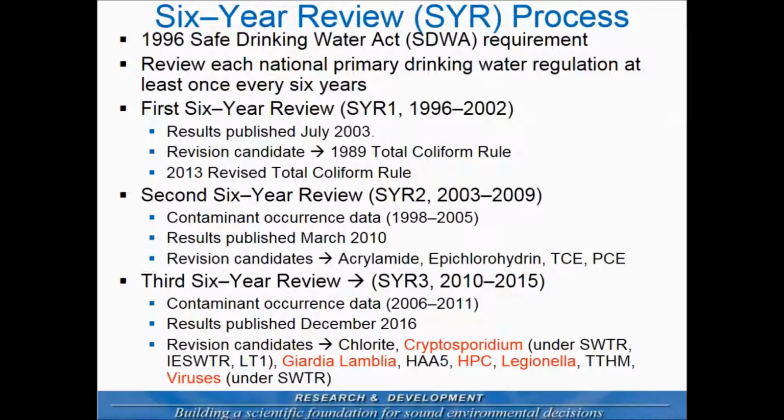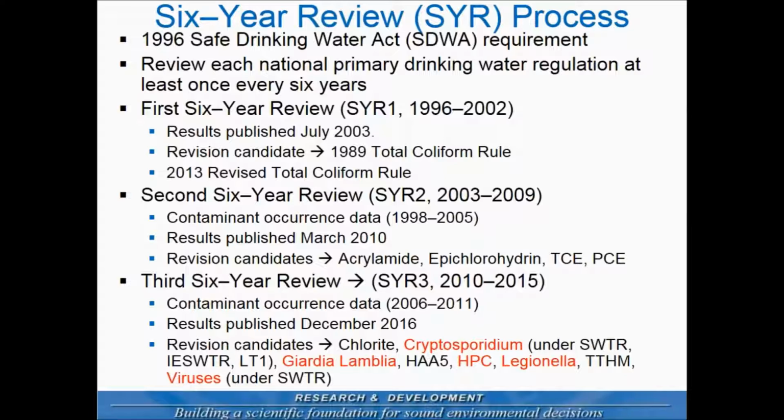Okay, now jumping into 6-year review 3, for those that aren't familiar with the process, the 1996 Safe Drinking Water Act requires that EPA review each national primary drinking water regulation at least once every 6 years. So that means 6-year review 1 was 1996 to 2002, and it was published in 2003. So when they publish 6-year review, they have regulatory candidates for review.